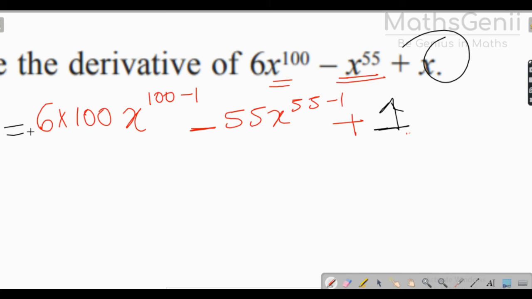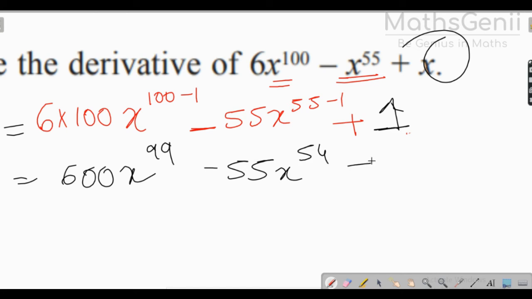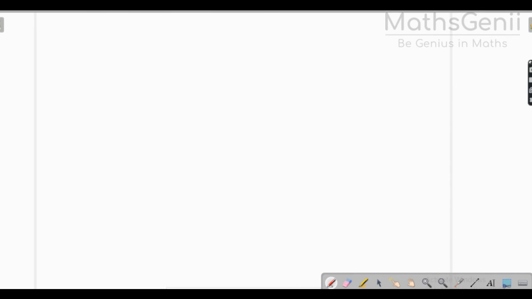Now, simple. 6 into 100, 600. 100 minus 1, 99. 55 minus 1, 54. Plus 1. That's it. That is your answer. It was extremely simple, right? Now let's move ahead to the next question.